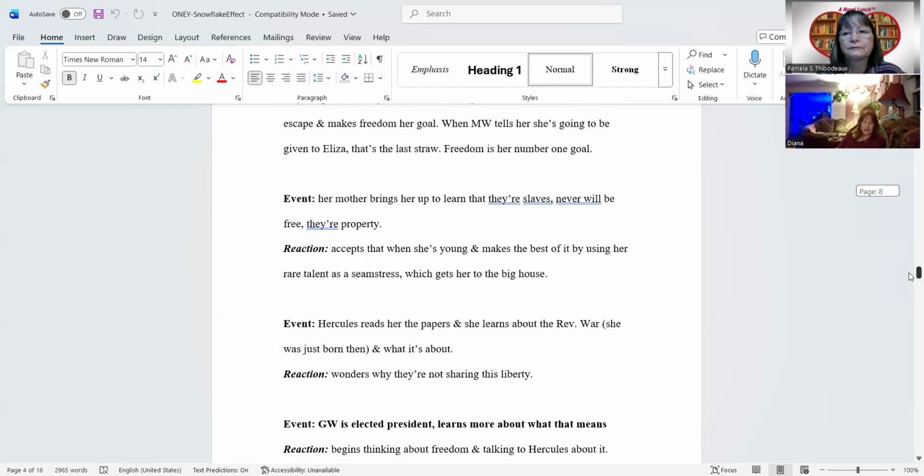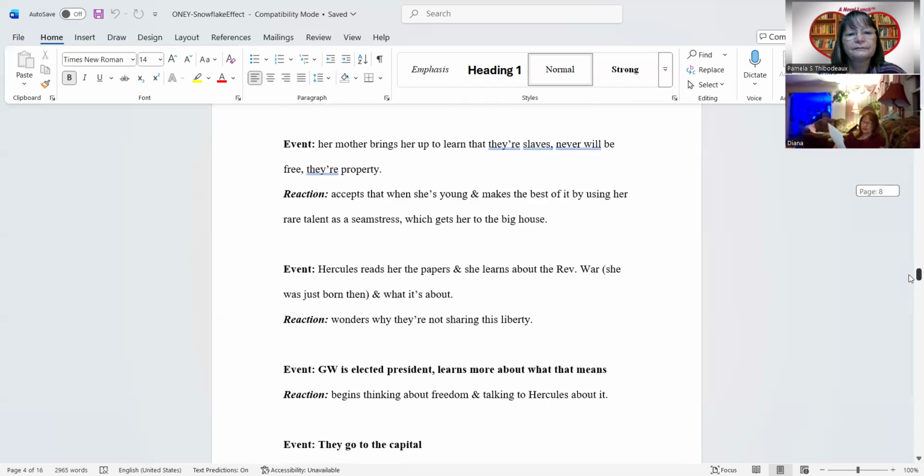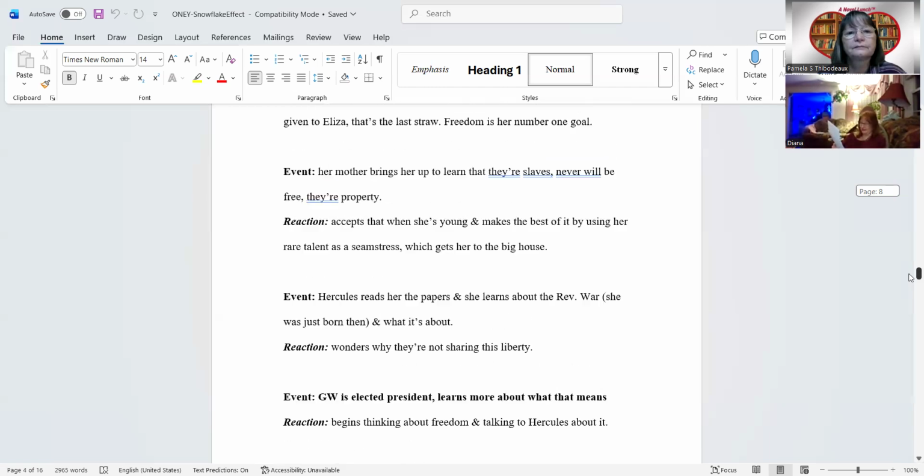That's when she made her final decision to escape, and that's when she walked out on them. They were having dinner, the Washingtons. She walked out the door and went to some free Black friends' houses that she knew. She just strolled right out. They didn't think anything of it because they gave her a lot of leeway. They used to let her go shopping, and they used to let them go to plays and things. So when she strolled past them at the door, they didn't think twice about it. Those are her goals, but when Martha tells her she's going to be given to Eliza, that was it.